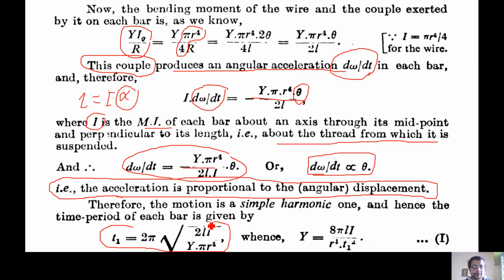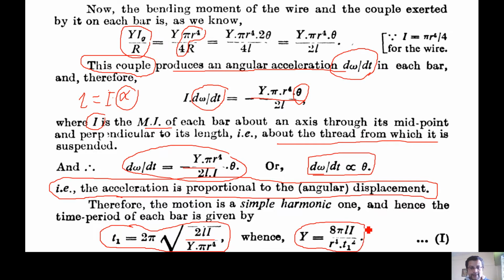Then we can write down the time period for each bar in terms of its Young's modulus, or in terms of its moment of inertia. This particular derivation I'm not giving you right now, but the time period of oscillation in SHM can be expressed in terms of Young's modulus and moment of inertia. So this is like 2 pi root of 2 L I divided by Y pi r to the power 4, and that expression gives me the Young's modulus in terms of the time period of oscillations.